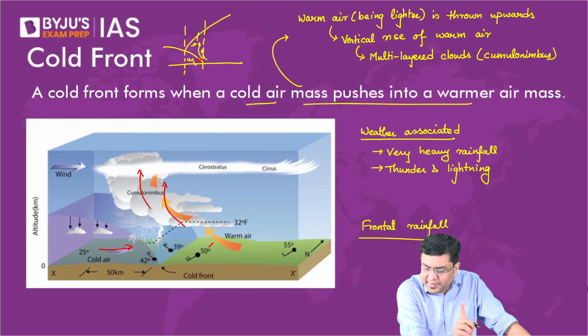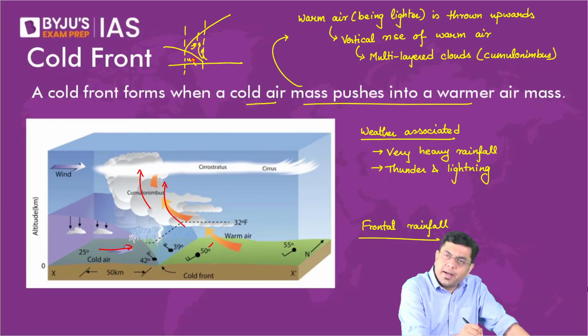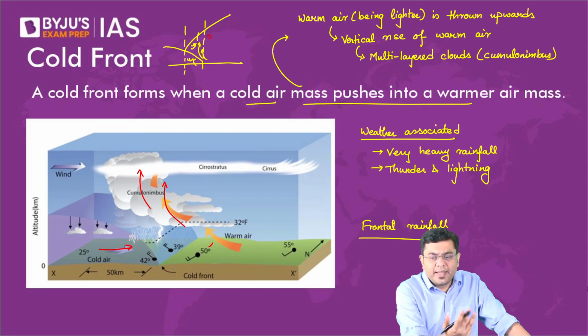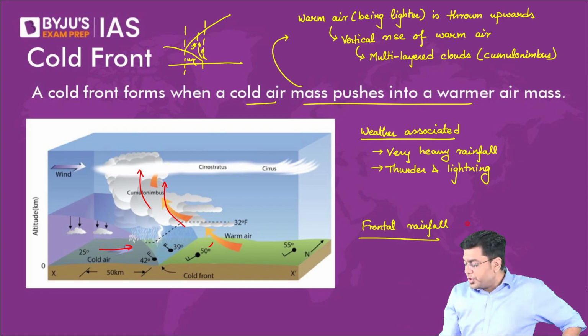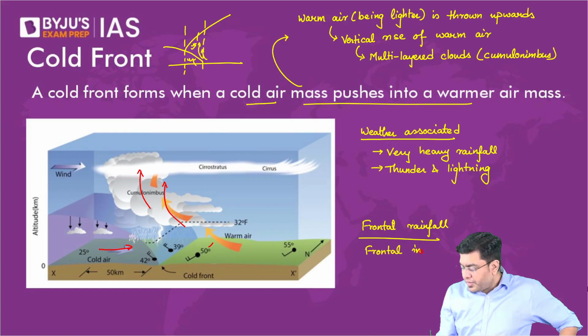Laksh, you had been asking this question about frontal inversion for some time now. What is inversion? Inversion is a condition where you have warm air on top, cold air at the bottom, isn't it? Here you have warm air at top, cold air at the bottom. But why is this condition created? Because of the features of the front. That is why we can say you have frontal inversion as well. I hope this is clear.